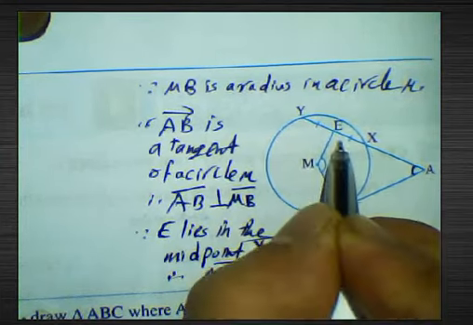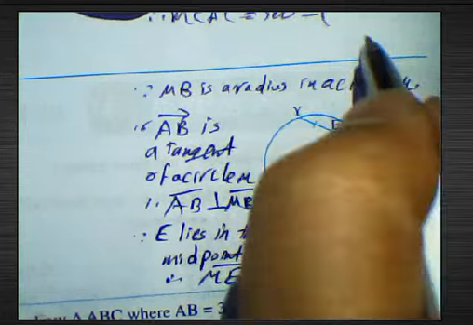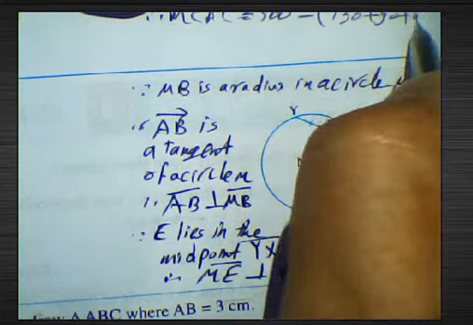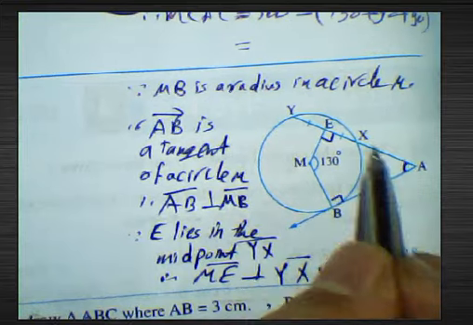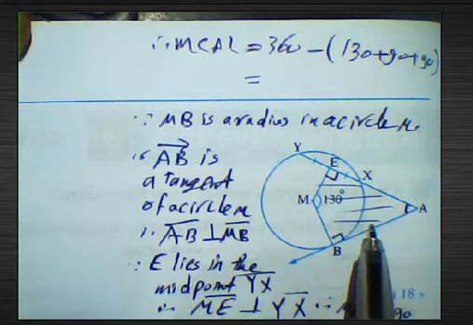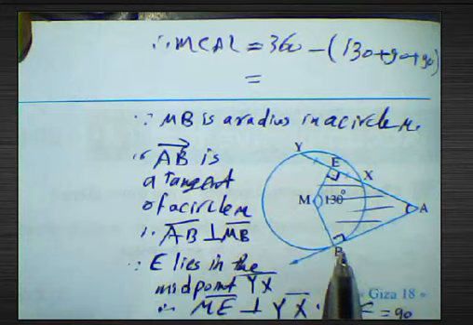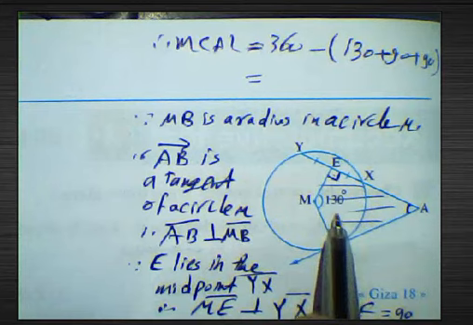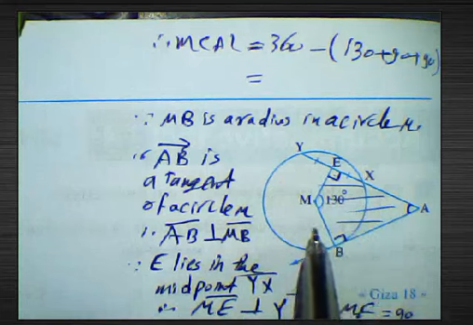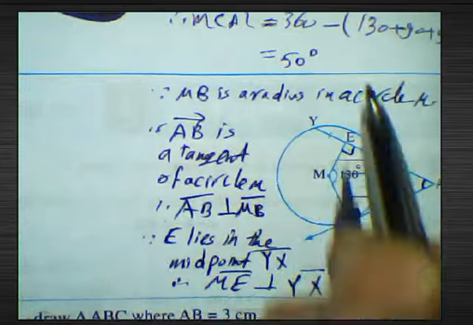Okay, it's perpendicular to YX, so the measure of angle E will be 90 degrees only, and we have the measure of angle M equal 130. Then the measure of angle A will be 360 subtract the sum of them, 130 plus 90 plus 90, because we have a quadrilateral here. Okay, it has 4 sides, and the sum of the interior angles equals 360. Here 360 subtract 310, or 130 subtract... the result will be 50 degrees.